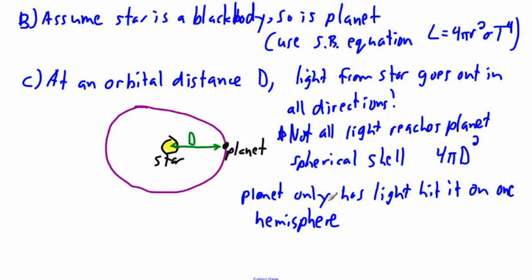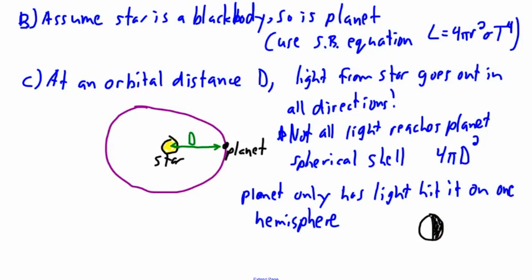And because of that, the planet itself is some sort of sphere. And because it's a sphere, let's just draw it here. So this here is the planet. It's only got light actually hitting it on this side right here, on this front side, and that's because the back side of it will be all dark.